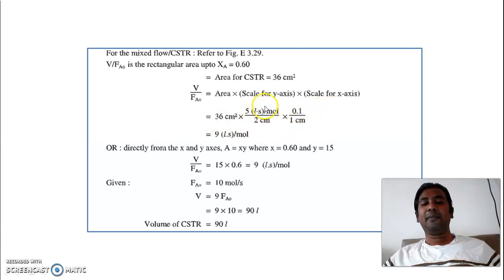Here, what we have done is, we have taken on the y-axis 2 centimeter equal to 5 and on the x-axis 1 centimeter equal to 0.1. That is why this is 5 by 2, right? So you can understand this. Now V upon Fa0 is 9. So it means your V is 9 into Fa0. Fa0 value is already given, which is 10. So the volume of CSTR is 90 liter.